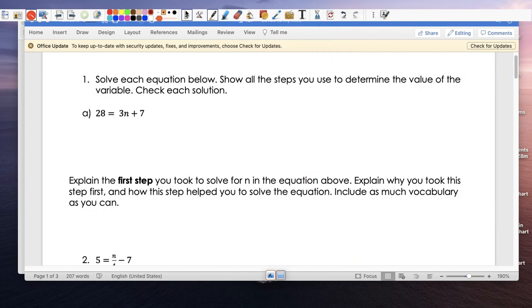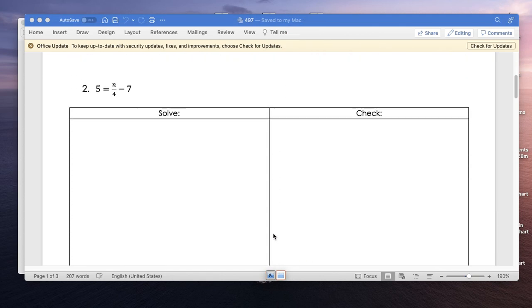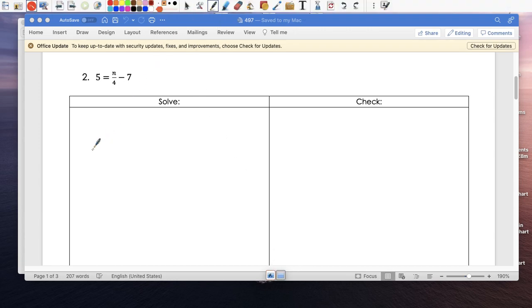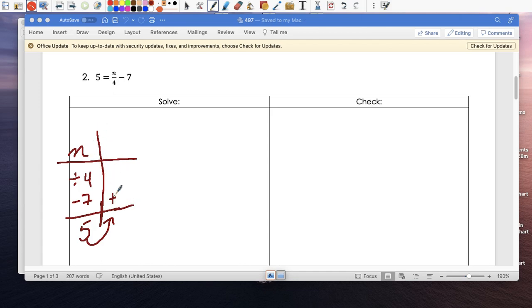Moving along. Again, same thing. Let me do the little story here. Here's a number that I'm thinking of, n. I divided first by 4. I subtracted 7, and somehow that gave me 5. So what number did I start with? Well, going backwards, the inverse operations I'm going to use to solve this equation are: add 7 to both sides, and multiply both sides by 4.